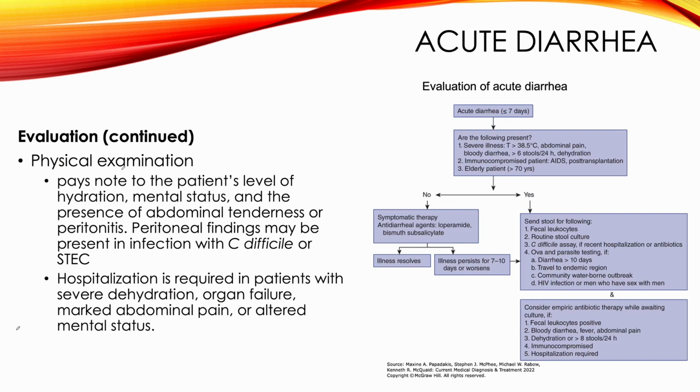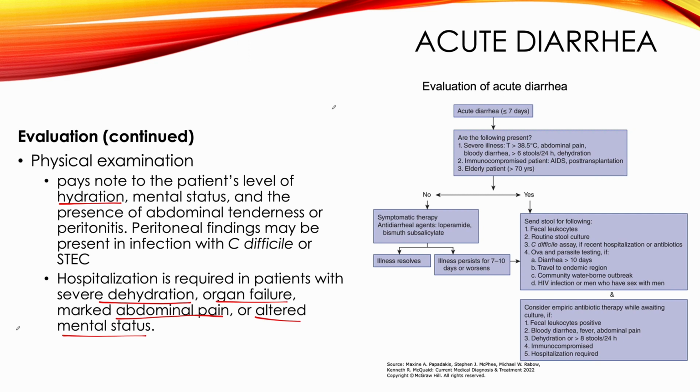So in the physical examination, you're not going to be able to hang your hat on a diagnosis just based on your physical exam. But what you're really looking for is the level of hydration. We can look inside the mouth, looking at the buccal mucosa for dryness in that area. In severe cases, you can check for capillary refill or turgor, those kinds of things. Presence of abdominal tenderness, peritonitis, things like that. And then, of course, we know severe dehydration, organ failure. Marked abdominal pain is not usually seen with just a plain old diarrheal illness, so that indicates something else going on. And then, of course, altered mental status due to either infection or dehydration.